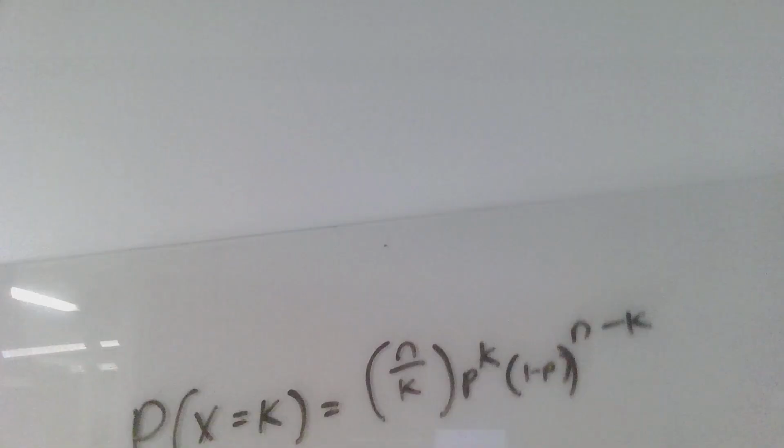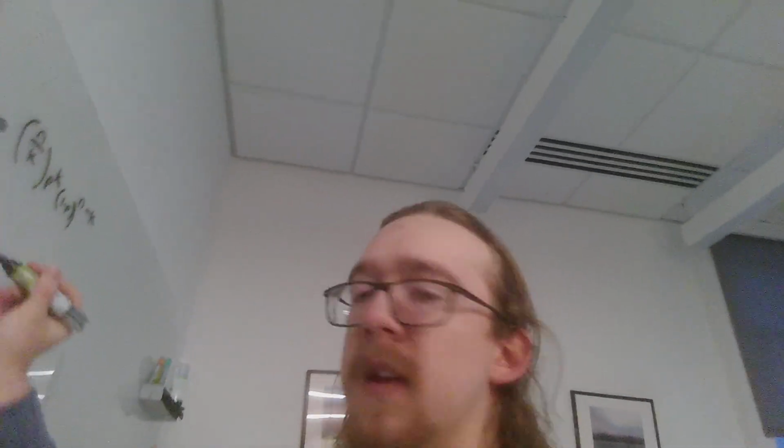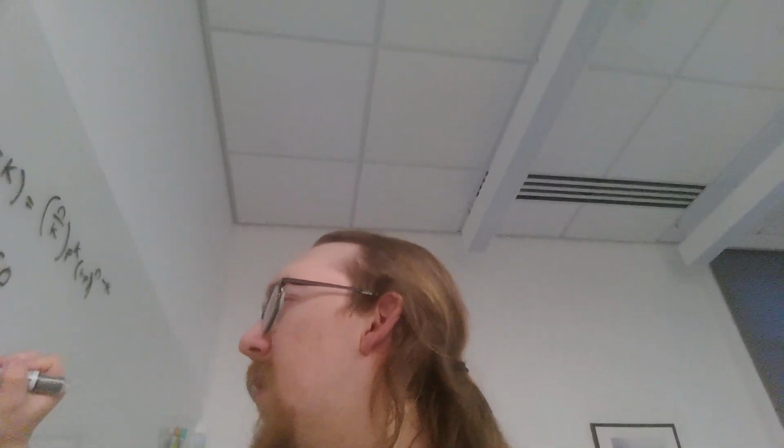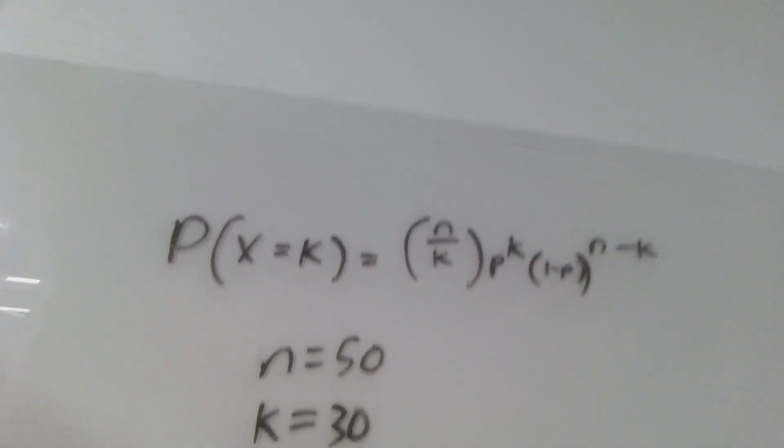So in this example, we're trying to find within 50 trials, so n is going to be equal to 50. K is the number of heads, and K is for when you're trying to figure out something exactly. So in this example, let's say exactly 30 heads. And then p, the probability, is going to be 0.5 because there's a 50% chance of a head.